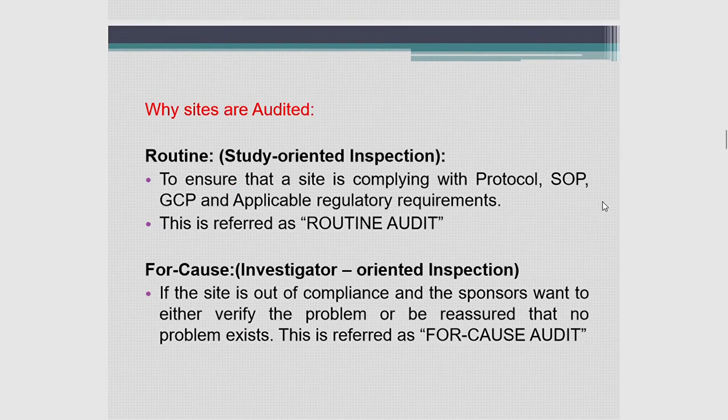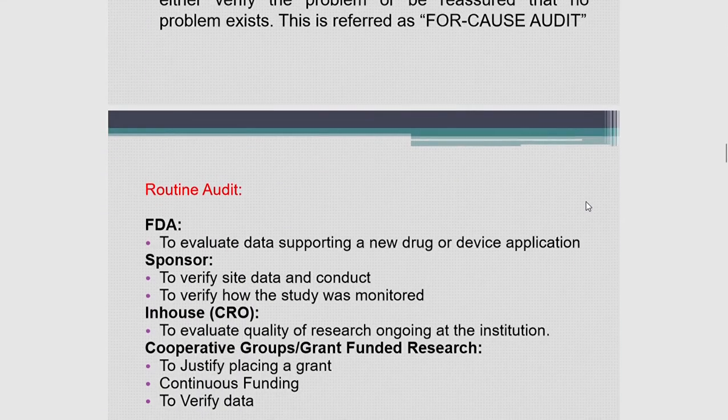Why are sites GCP audited and how? First of all, there are routine audits, study-oriented inspections, to ensure that the site is complying with protocol, SOP, GCP, and applicable regulatory requirements. This is referred to as a routine audit. Second, there is the for-cause audit. If the site is out of compliance and the sponsor wants either to verify the problem or to be reassured that no problems exist, this is referred to as a for-cause audit.